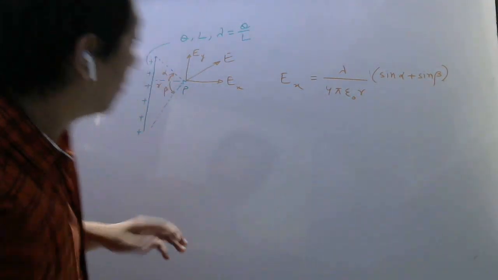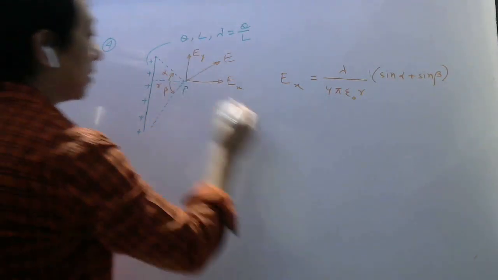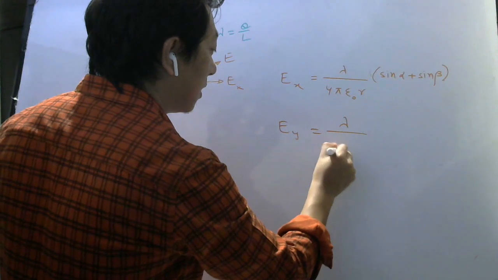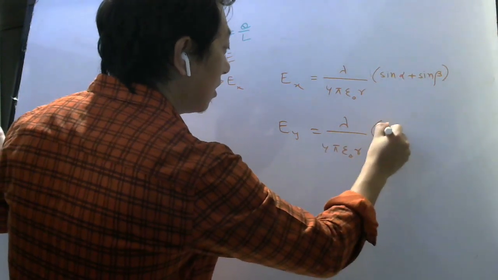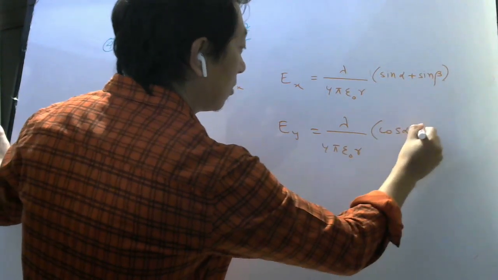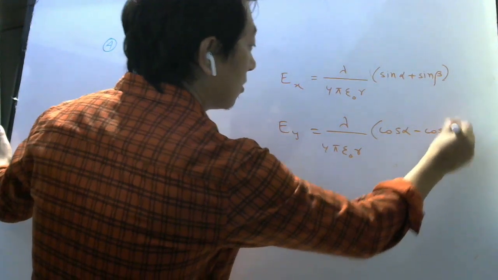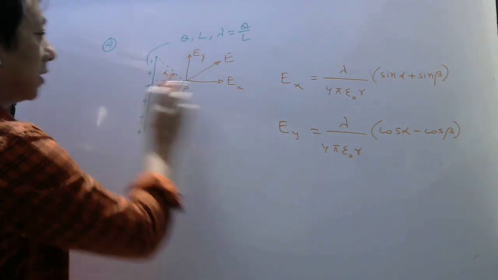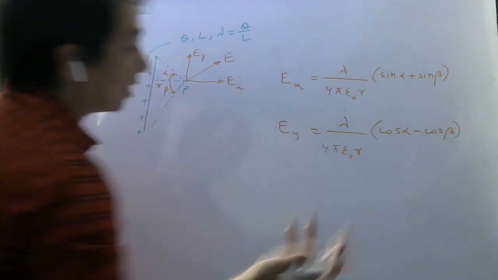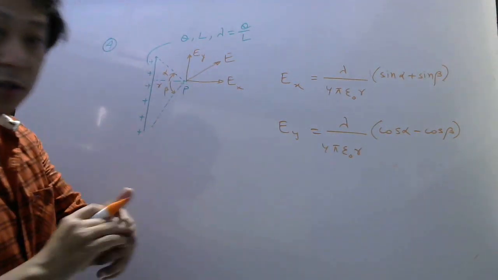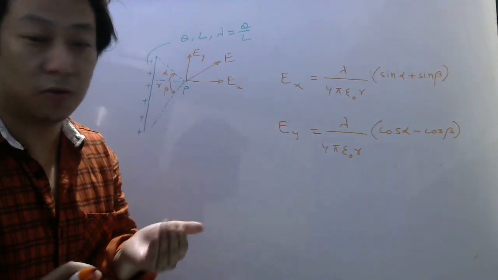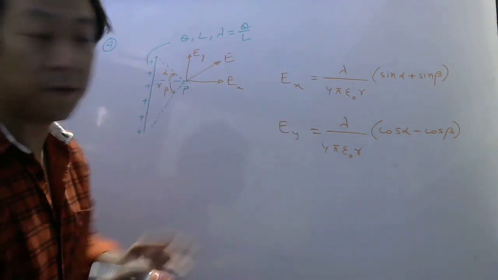Now you need to know this component also, remember. So Ey will be lambda by 4 pi epsilon naught r, and here if you do the derivation, you will get cos alpha minus cos beta. Cos alpha minus cos beta, and alpha and beta are the same. Okay, how cos comes? Again, for that we have to do derivation, which we will not be doing because it is extremely lengthy and it is of no use. We just need to know these formulas.